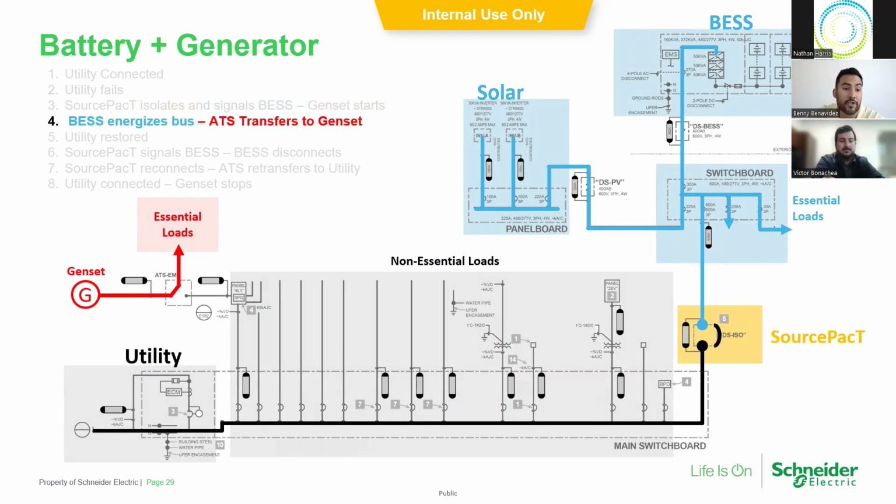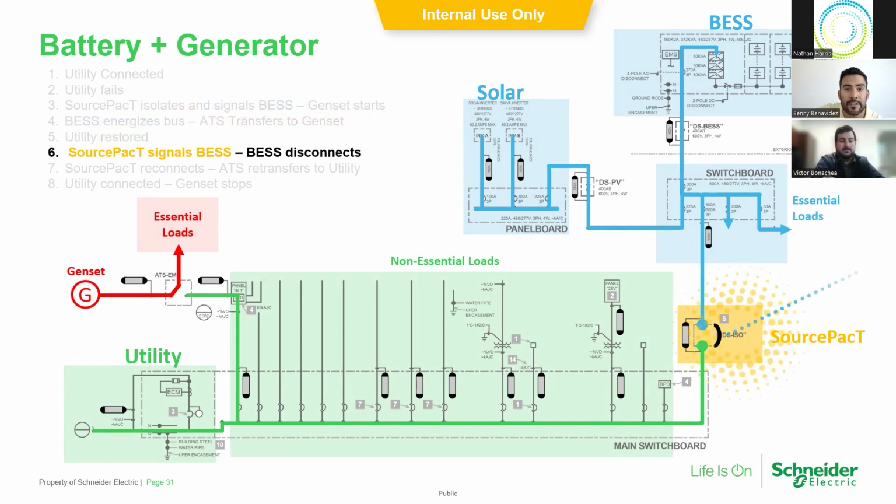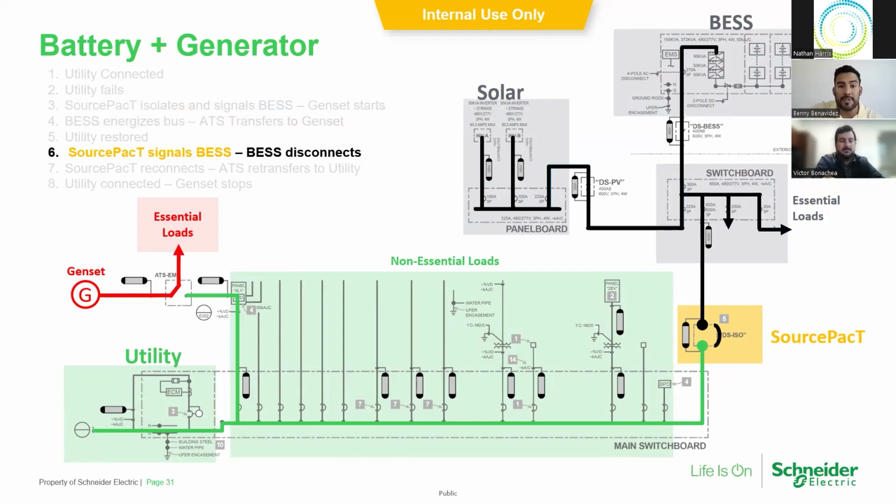You're providing power to those essential loads, and your ATS is now a generator providing power to those critical, legally required loads. Now, utility returns. Again, both ATS and source pack will detect that utility is restored. Source pack will send a signal to shut down the inverters in the battery energy storage system. Inherently, once those inverters shut down, the solar system also goes dark, so everything, your switchboard is now in the dark. And again, this happens in an open transition. So when we lose power, breaker opens up, and then when we return to utility, it's a break before make transition.